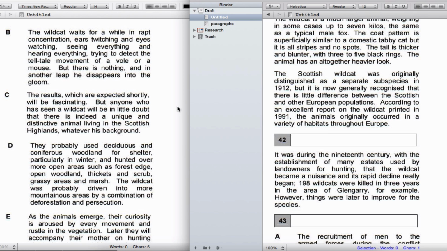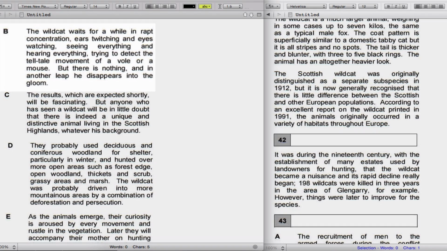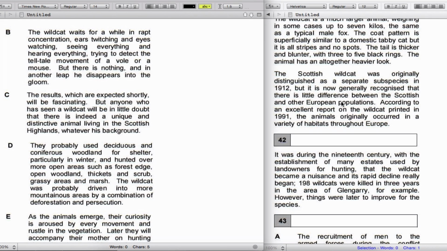Now, I remember there was something about, here, this one, results. The results which are expected shortly will be fascinating. That could be the results of the report. Oh no, that was printed in 1991. No, that's not right. This report was already published, and the results of a future report or a report that they're doing at the moment. So it's not C. What else can it be? That's a description of what the wildcat does. That's nothing to do with this report.